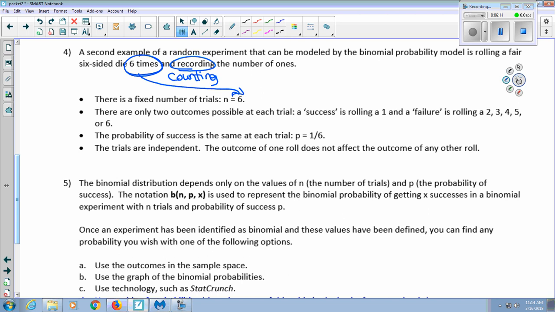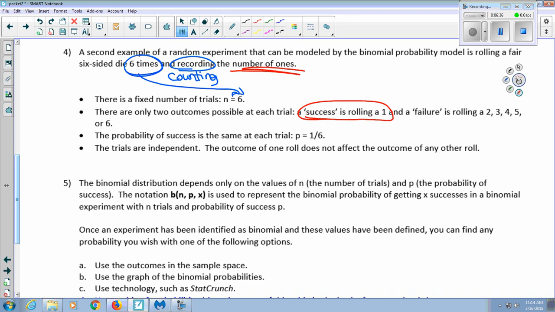There's 2 outcomes at each trial. This one seems maybe a little bit trickier. There are only 2 outcomes because we're only interested in counting the number of times we roll a 1. So rolling a 1 would be considered a success, whereas rolling a 2, 3, 4, 5, or 6 would be considered a failure. So there's 2 outcomes.